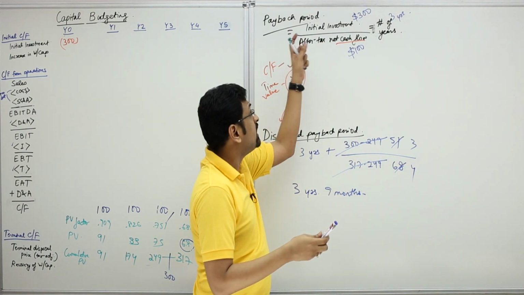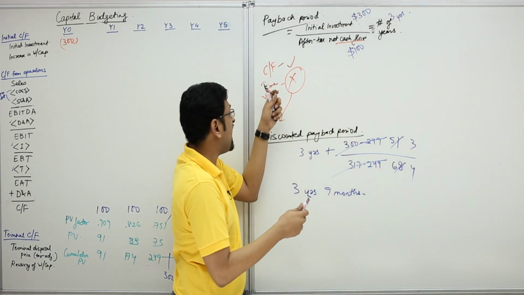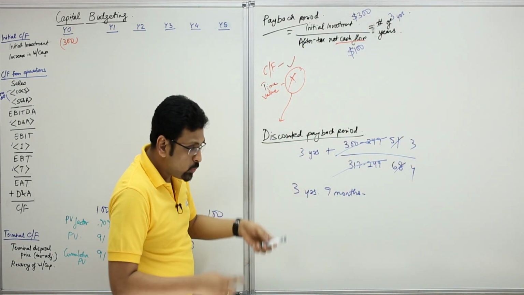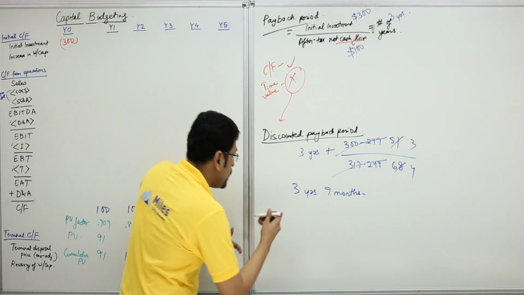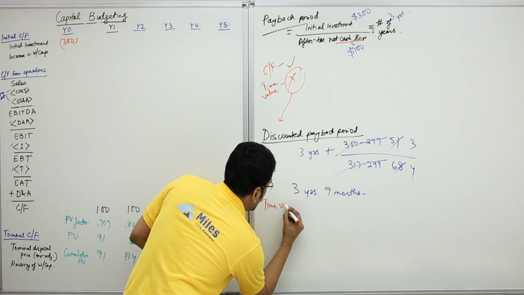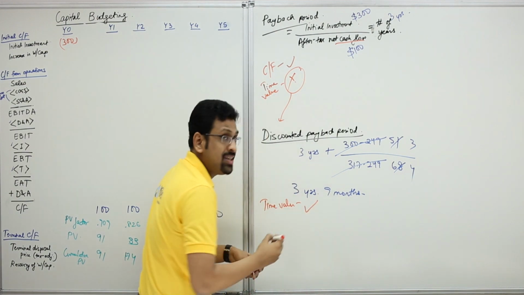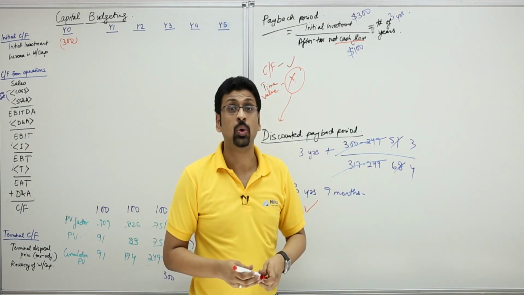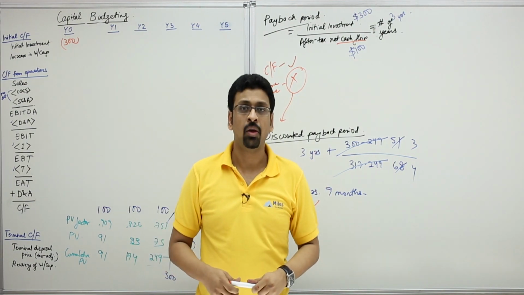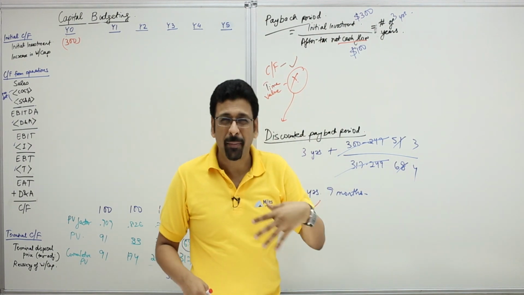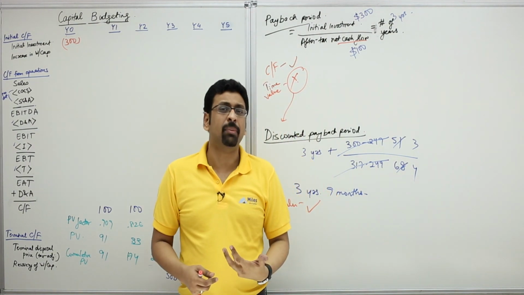So payback period, that was 3 years. We didn't use time value there. When we're doing discounted payback, we are using time value. So time value is a tick here. So that's a good thing about discounted payback. Now, so payback, discounted payback, pretty simple, pretty easy methods.